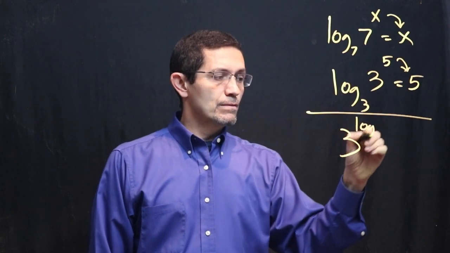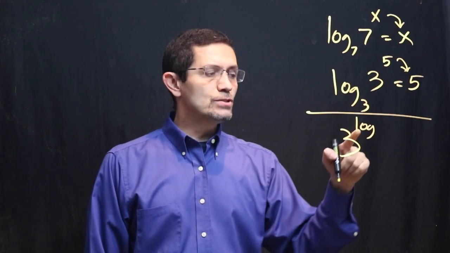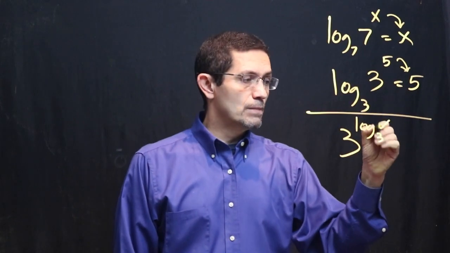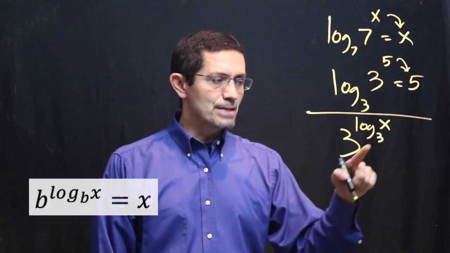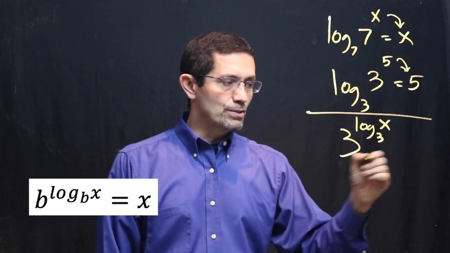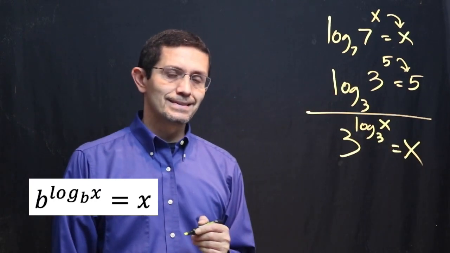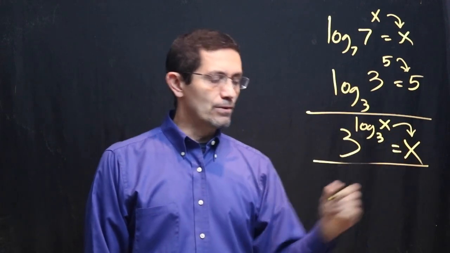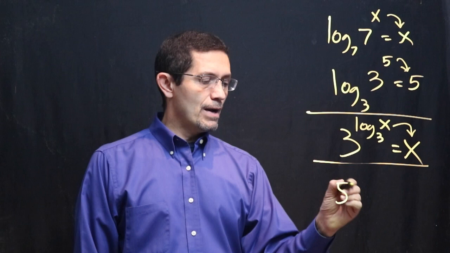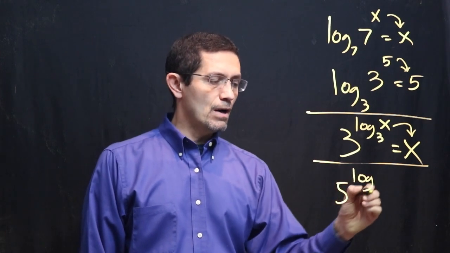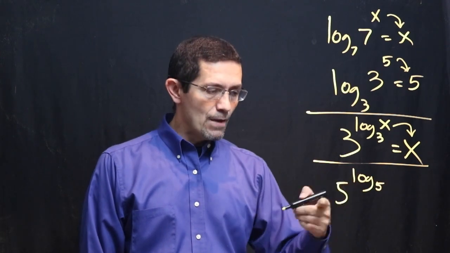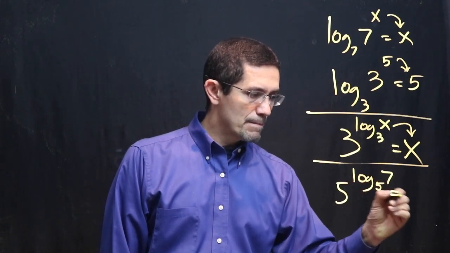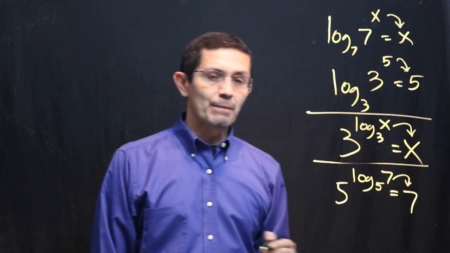3 to the log on base 3 of x. This is my exponent. If this base and this base are equal, they cancel each other. My answer is x. So my argument will be my answer. Another one. 5 to the log on base 5. Right there, I know they're going to cancel out. So whatever I put here is going to be my answer.